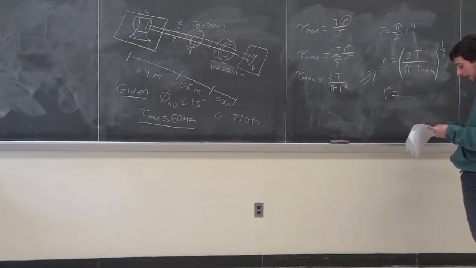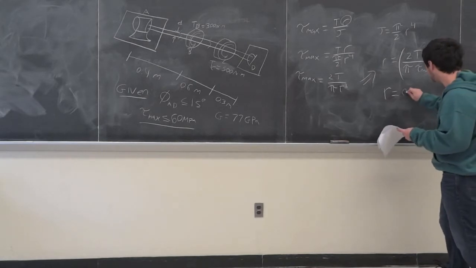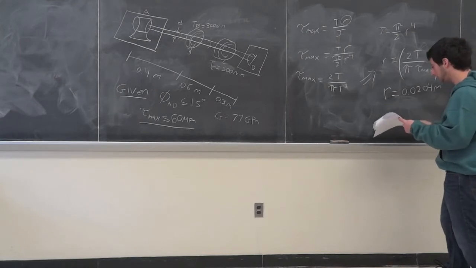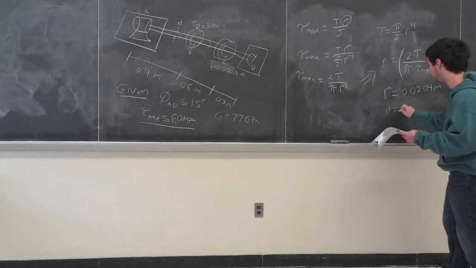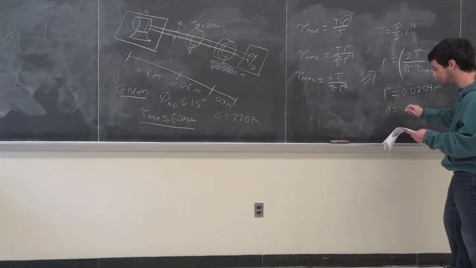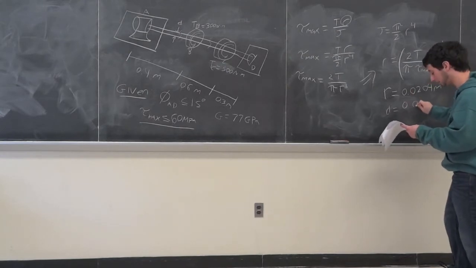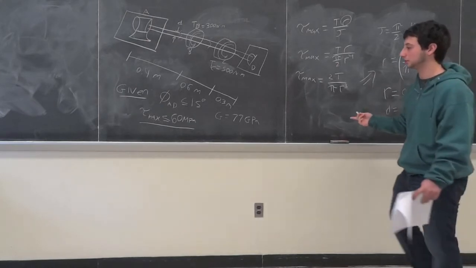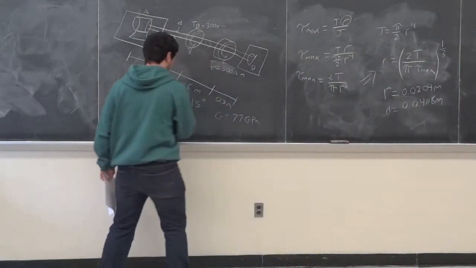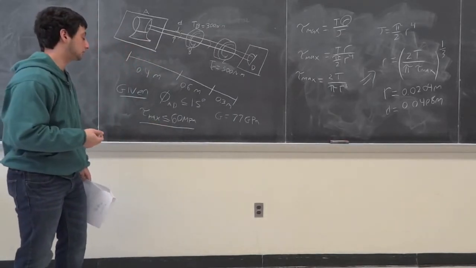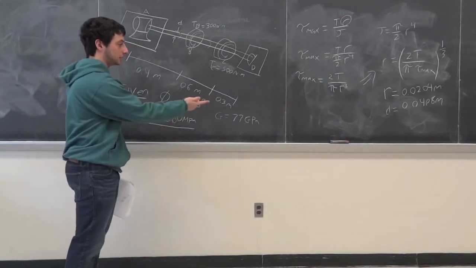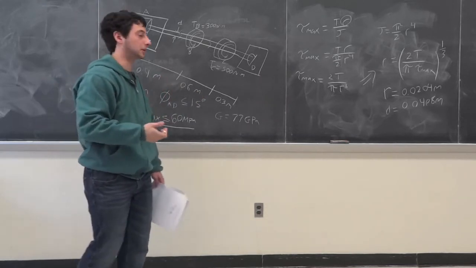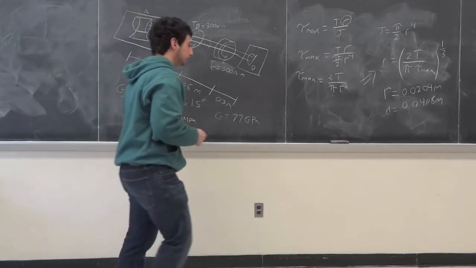All right, so the radius is 0.0204 meters, and then from this you could get the diameter. Okay, the diameter is just double this, so it's 0.0408 meters. All right, so this is from the shear constraint, but now we have to check the angle of twist constraint. Okay, so they give you the angle of twist. So that's one diameter you're going to get. You're going to get another diameter, and then you're going to have to choose a bigger diameter because you don't want this to fail. Okay.